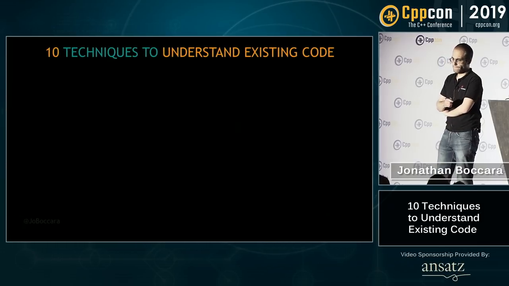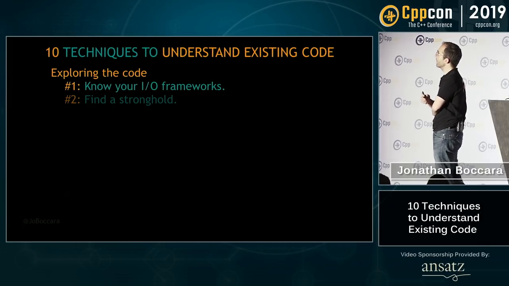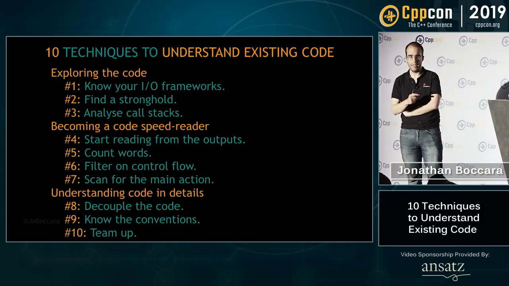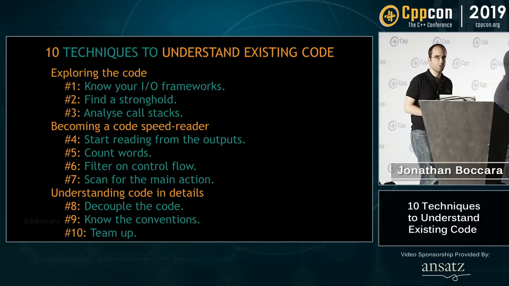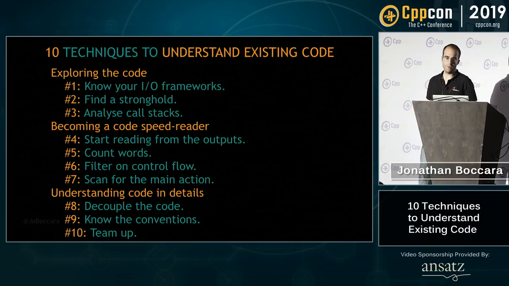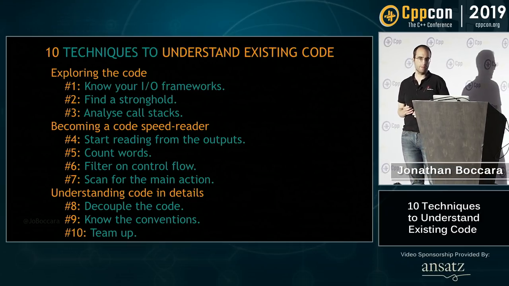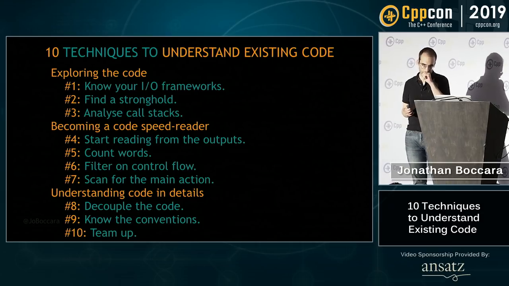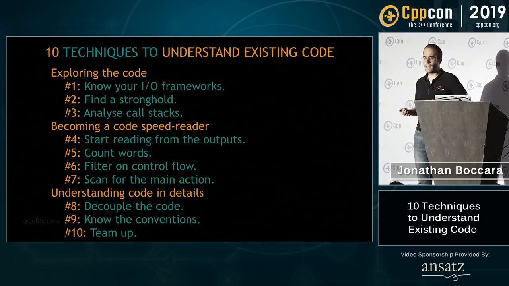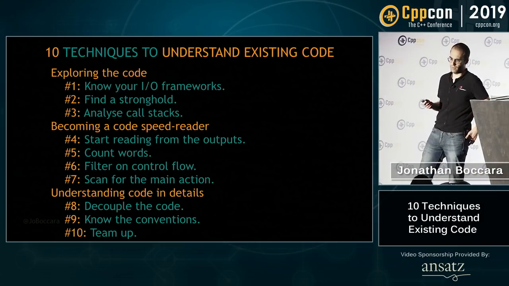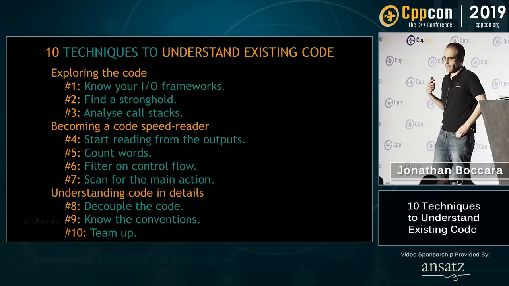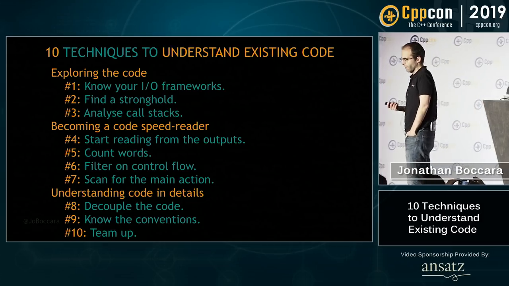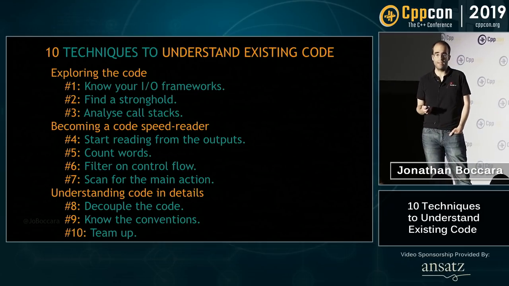So if we sum it all up, the 10 techniques we've seen today are knowing your IO frameworks, finding a stronghold or several strongholds, analyzing call stacks, start reading from the end, count frequent words, filter on control flow, scan for the main action, decouple the code, read the convention, and team up with other people. This is about understanding existing code. This works very well with legacy code.